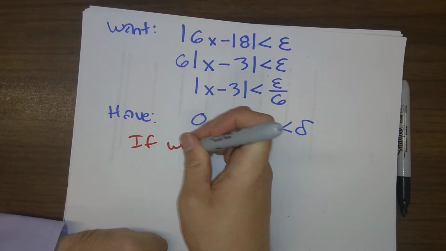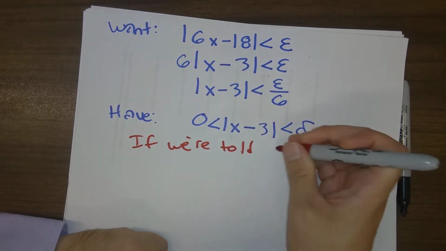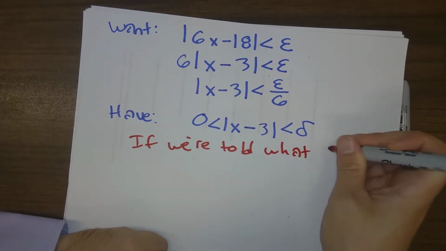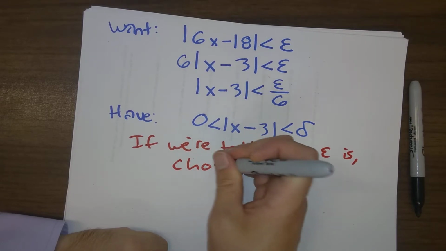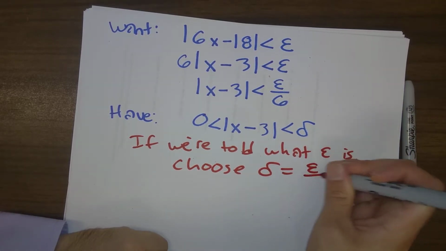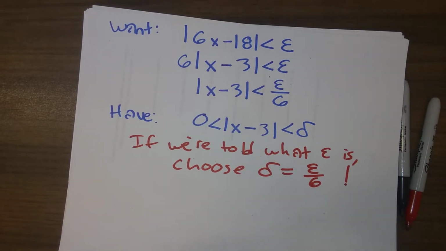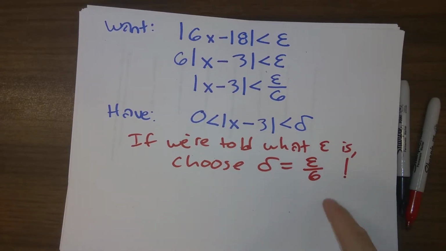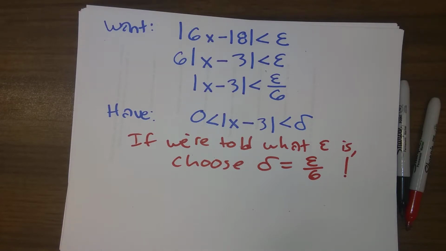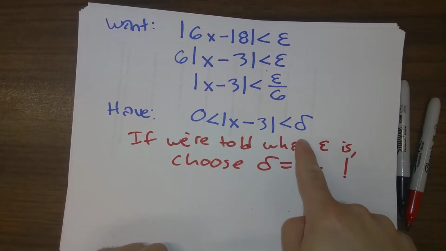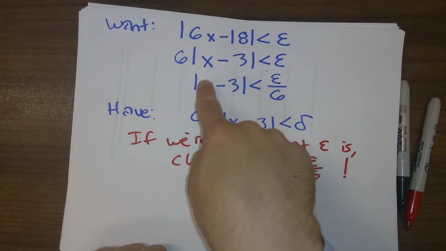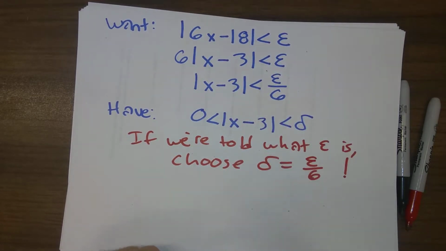If we're told what epsilon is, choose delta equal to epsilon over 6. So whatever value you choose of epsilon, I'm just going to pick delta to be that value of epsilon divided by 6. And now in that case, if we have this, then we'll get this, which we can reverse engineer all the way back up.